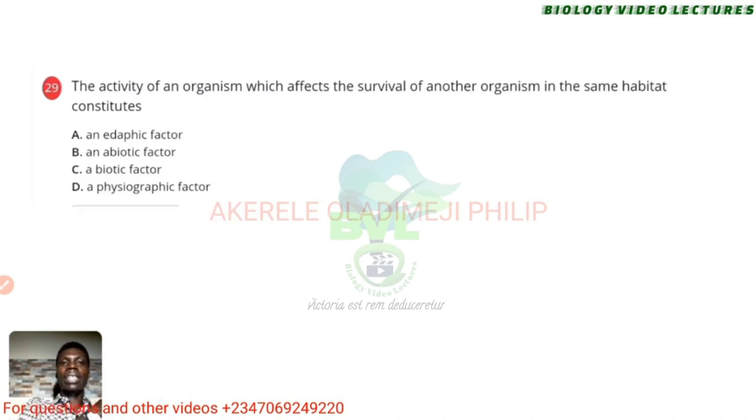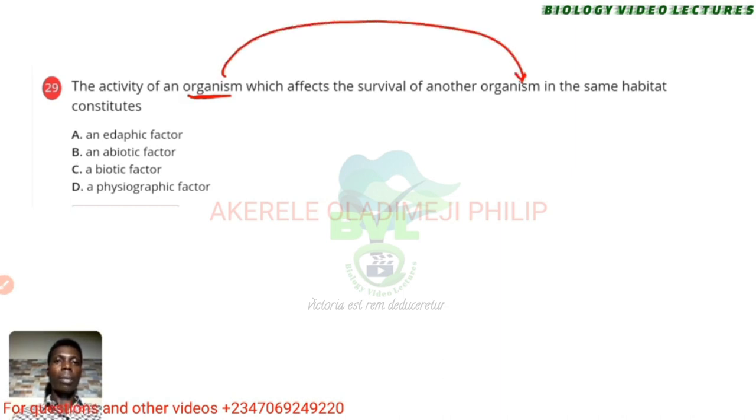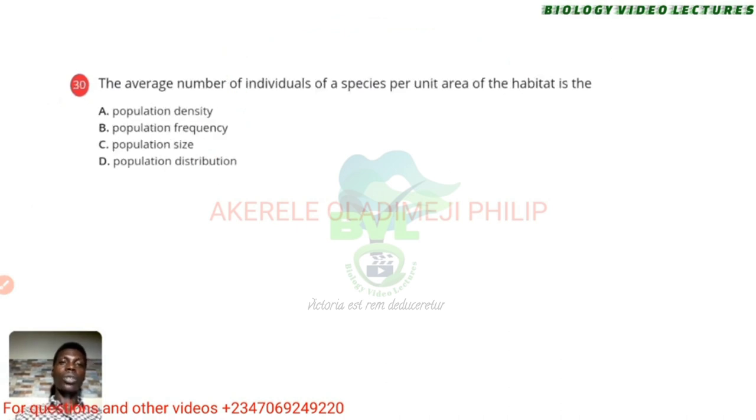Now, the activity of an organism which affects the survival of another organism in the same habitat constitutes a biotic factor: living things affecting each other. Edaphic factor is soil. Abiotic factor means the non-living things in the environment: climate, temperature, air, oxygen, all of those things.